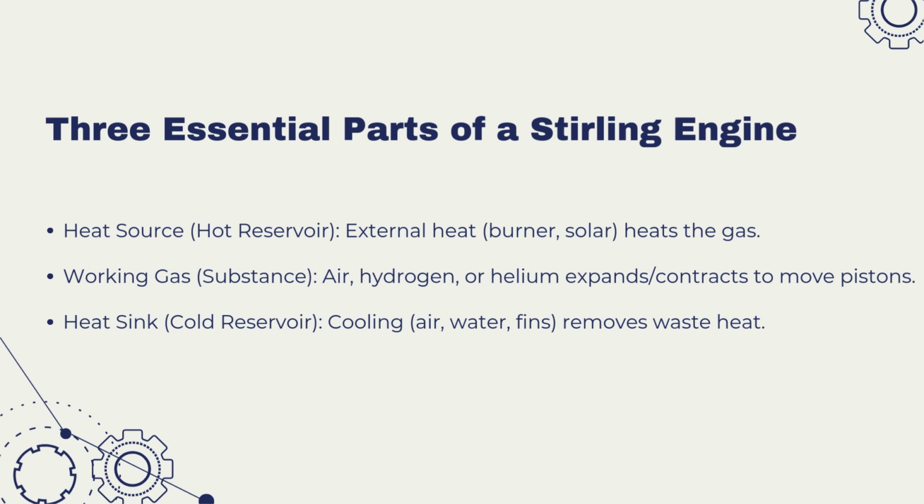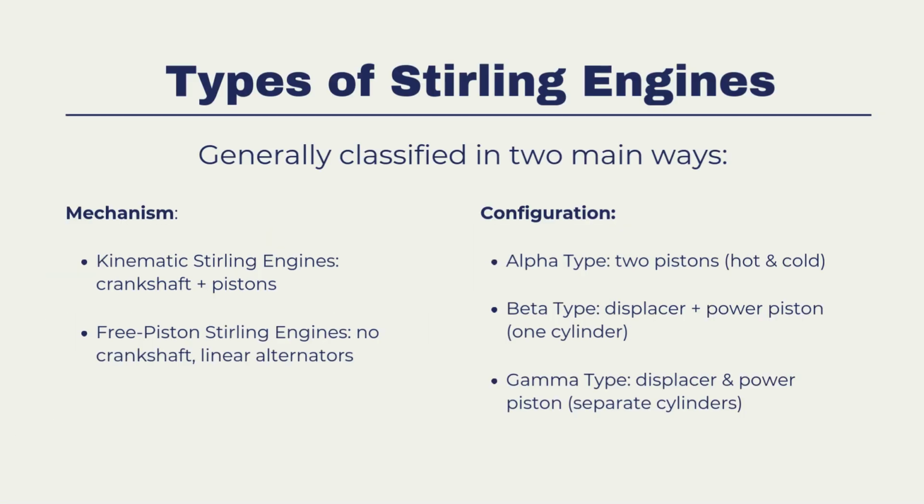For example, a Stirling engine can use the sun's heat with a solar dish to generate electricity. It can also use waste heat from factories or even a simple wood fire in small engines. Next, we'll look at the types of Stirling engines, generally classified in two main ways: mechanism and configuration.